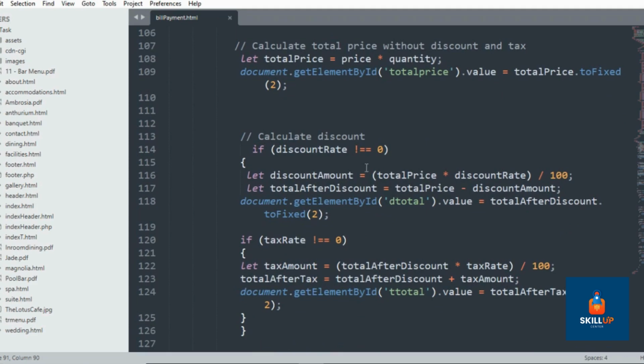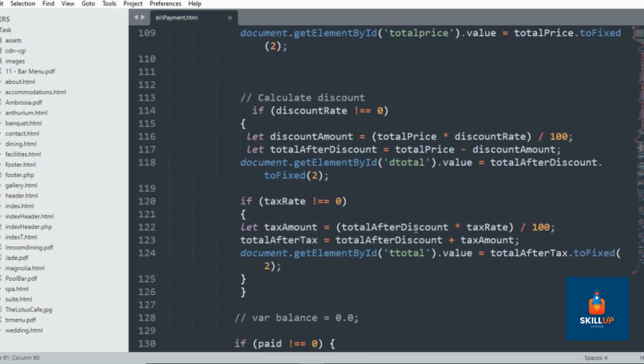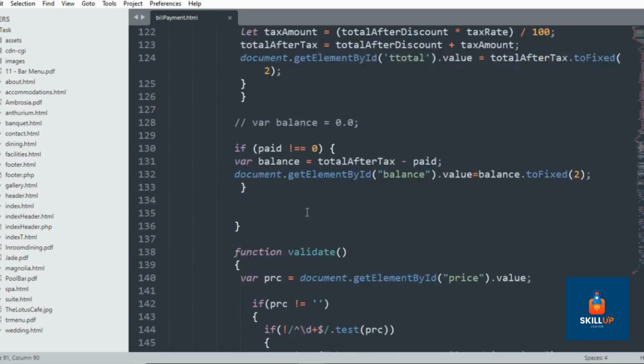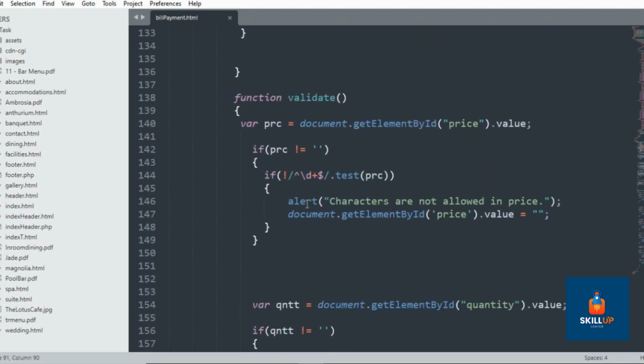Same discount rate. A discount rate is equal to total price into discount divided by 100. Total after discount is equal to total price minus discount amount. Keep loop, tax rate, same, paid, function validation.